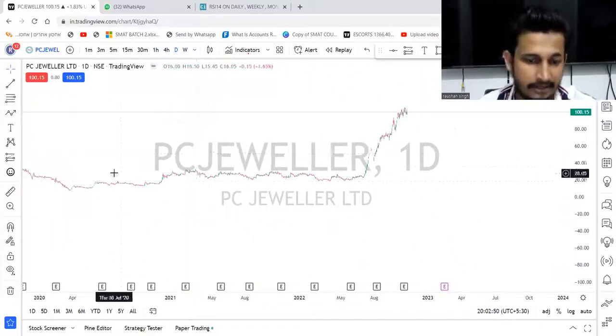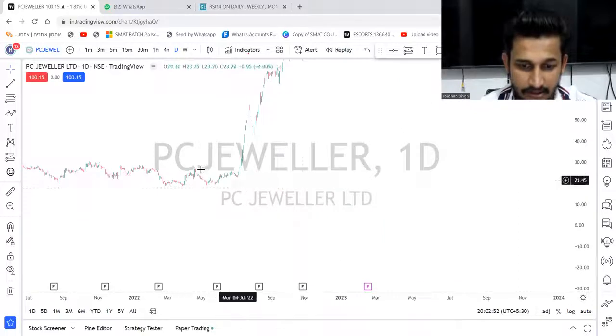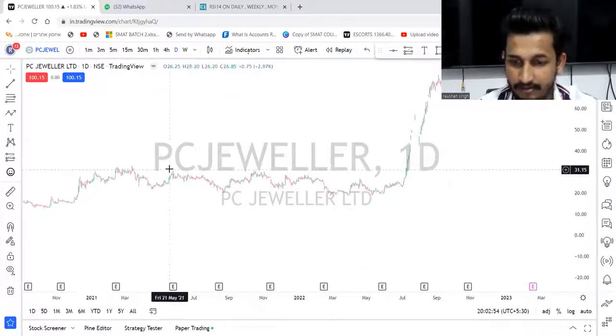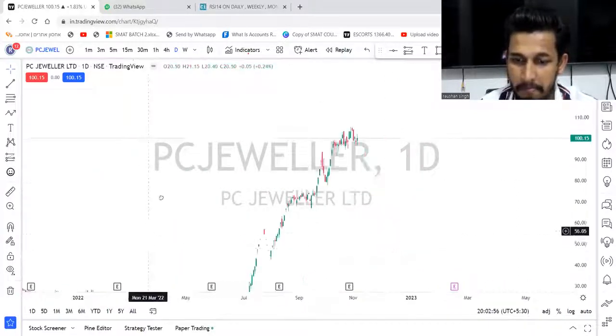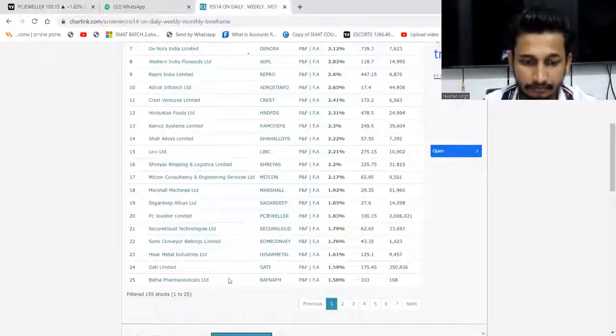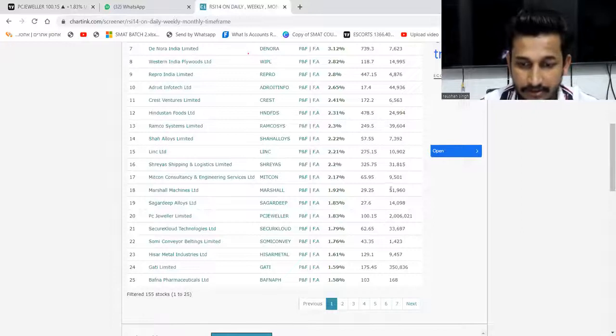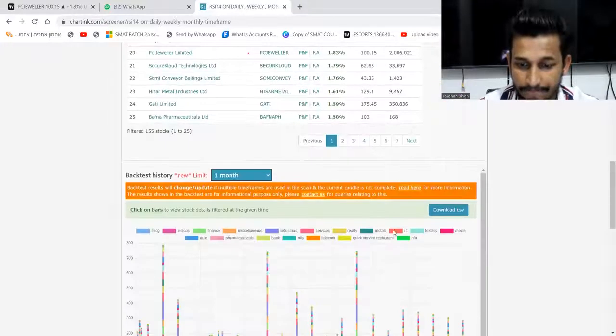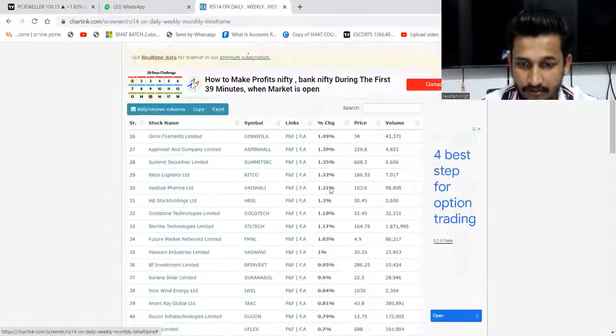Then later on, I saw it was in a downtrend. Now it has given us a good range breakout, and it has been a bumper, it is going upside. Though we cannot invest in this. PC Jewelers, not. Okay, there are many options.